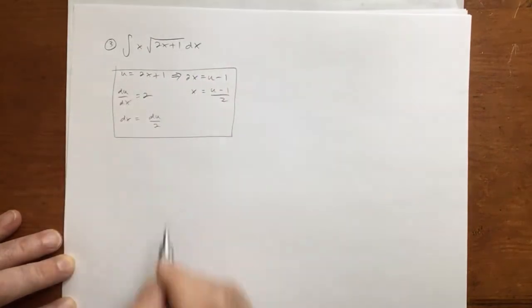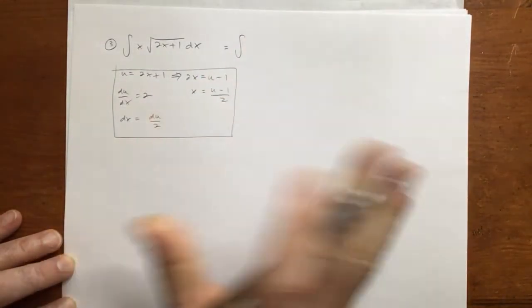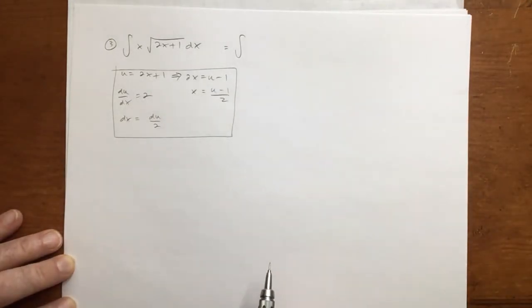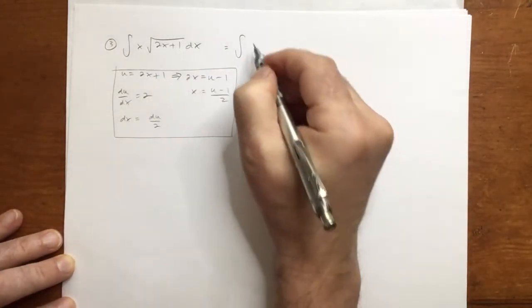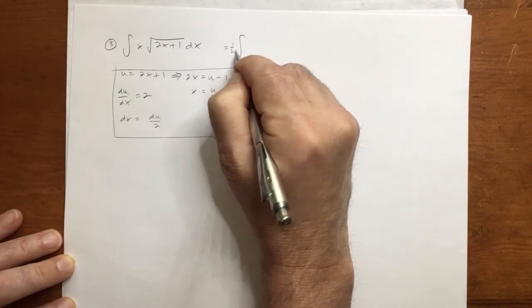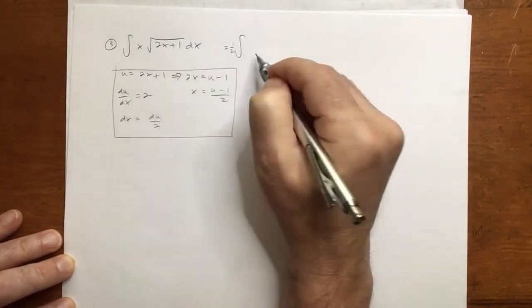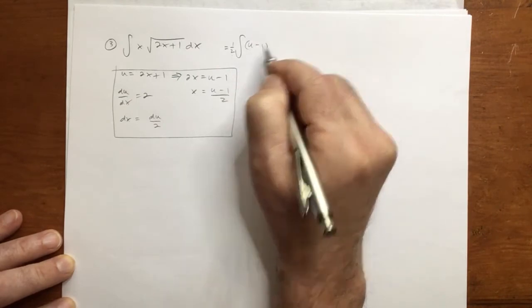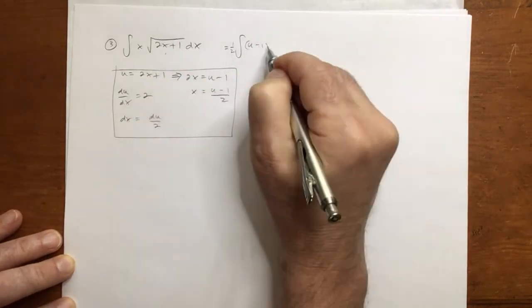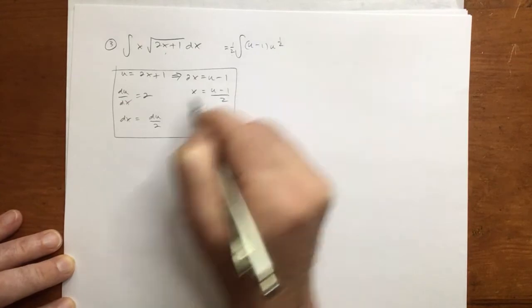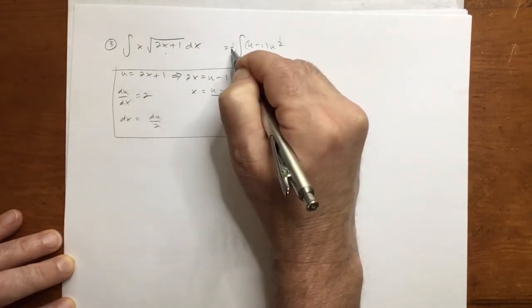So a slightly bigger substitution box. And so let's see if this helped at all. Maybe we've gotten nowhere. And so the x is, I'll put the over 2 out here. That 2 became that. And so u minus 1 times u to the 1/2 and du over 2, maybe I'll make that a 4 now.